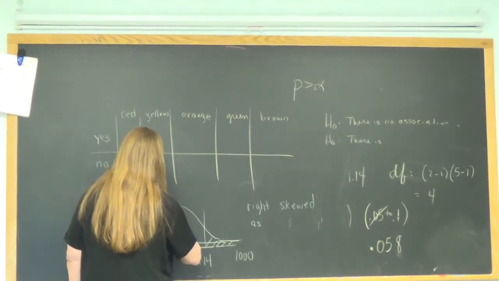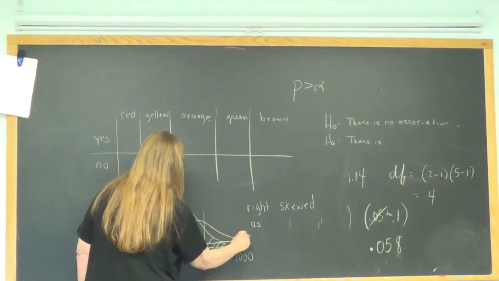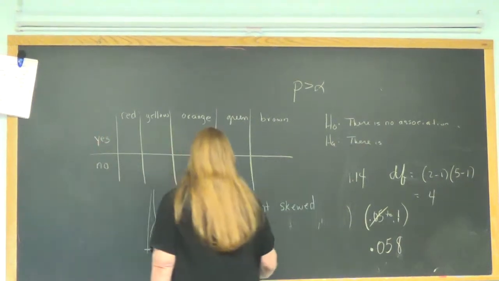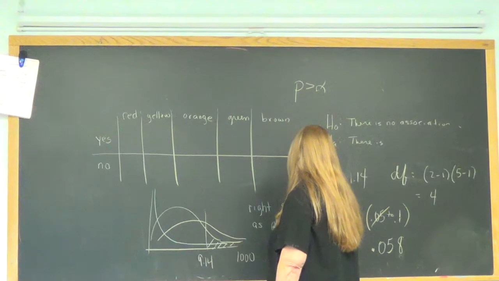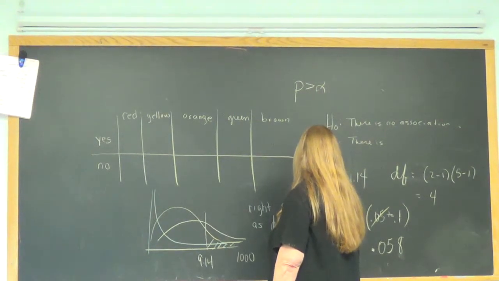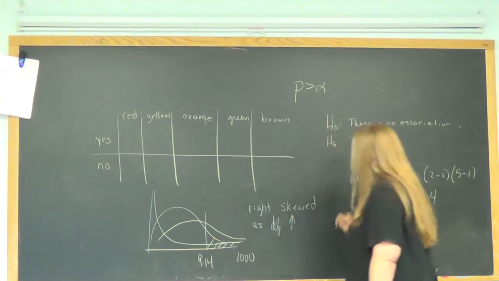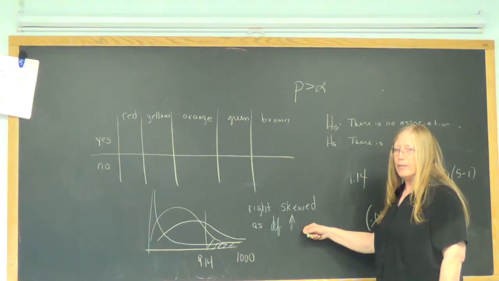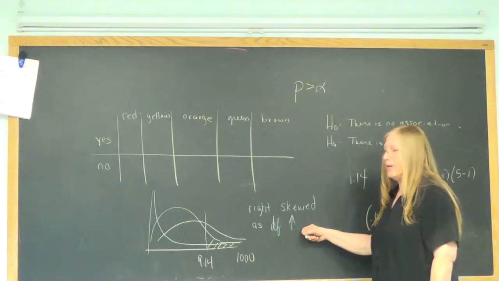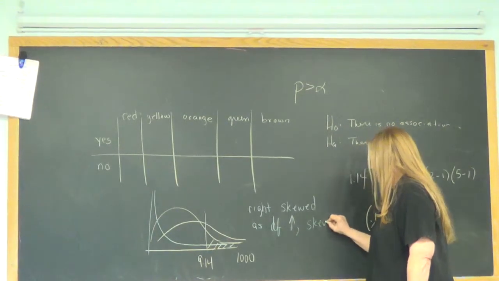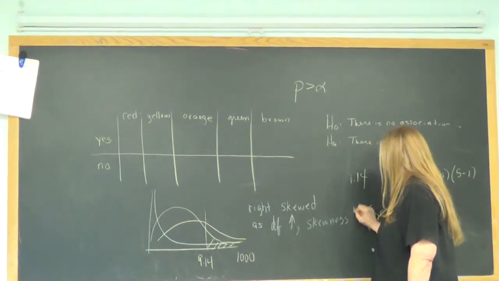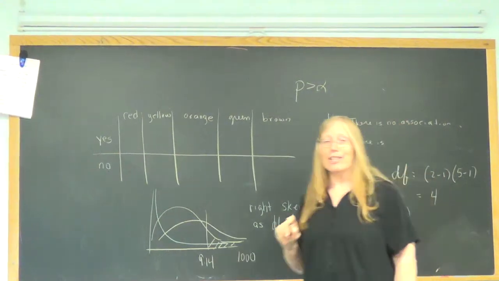So it's still skewed, but not so much. As degrees of freedom gets bigger, it skews less. Small degrees of freedom graphs are skewed as we have in our notes; review those. As degrees of freedom goes up, skewness goes down, but it doesn't go away. It's just not as skewed.